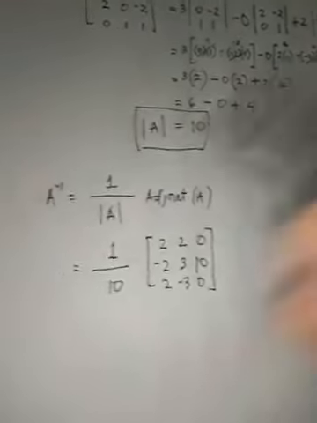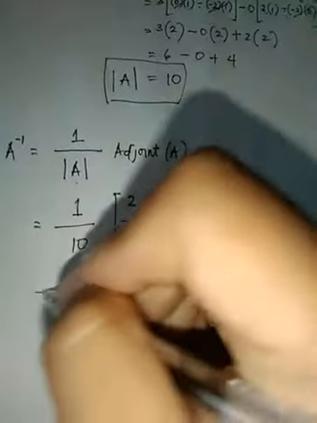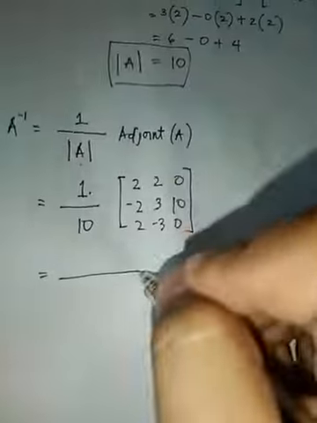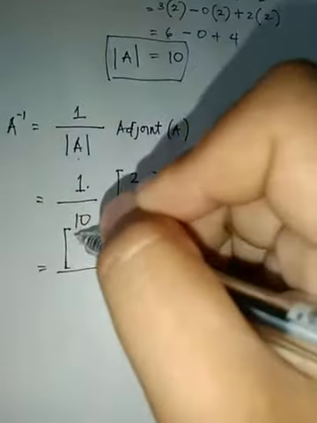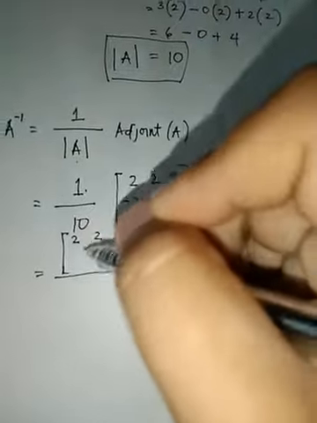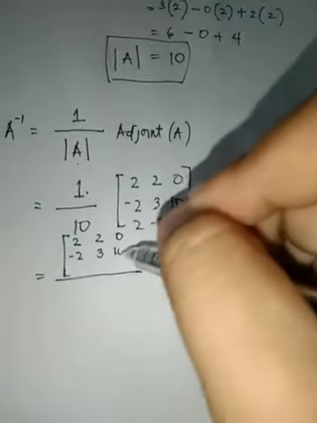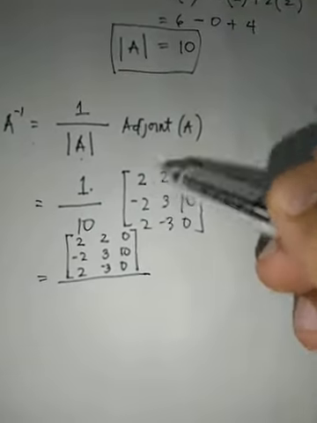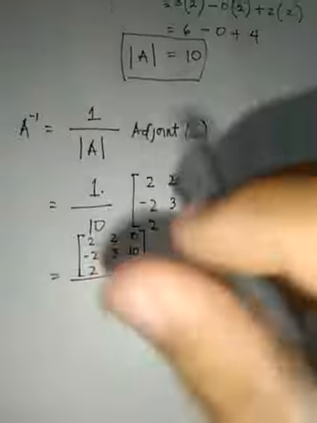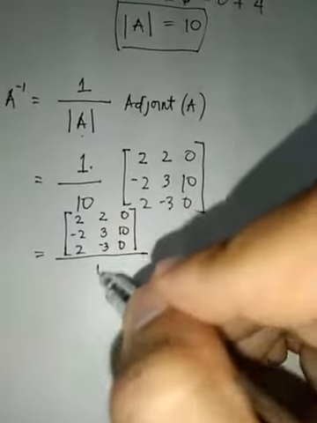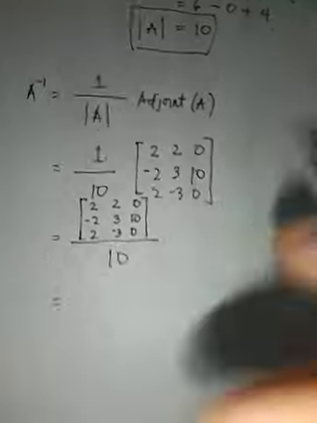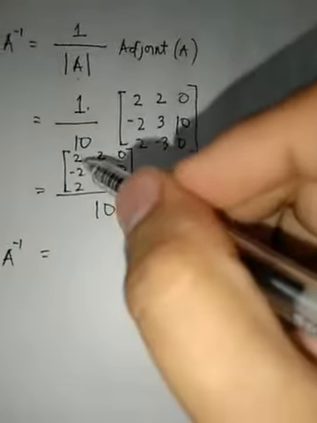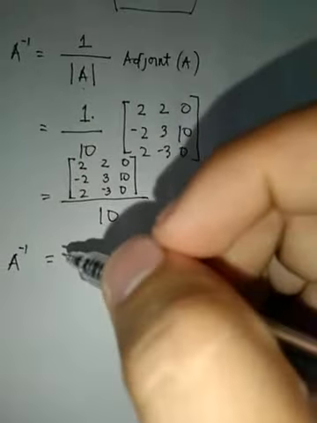So, pwede na natin makuha ang ating inverse. So, 1 times this matrix. So, pwede natin ito ilagay sa itaas, no? 2. Kasi, 1 times this is equals to this one. So, ang numerator is ito. Ang denominator natin is 10. Okay? Now, our final result is 2 divided by 10.